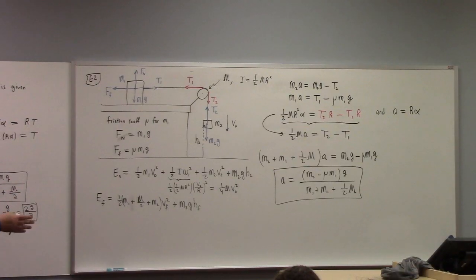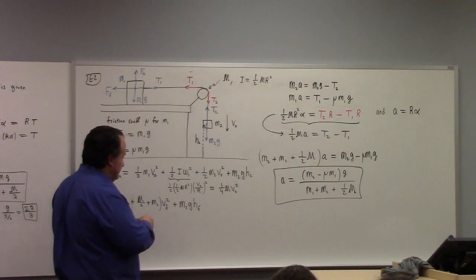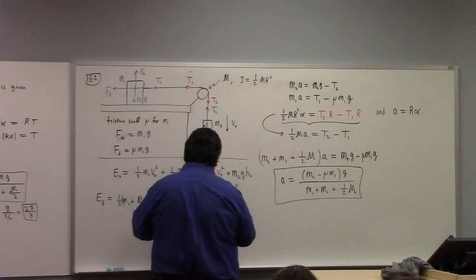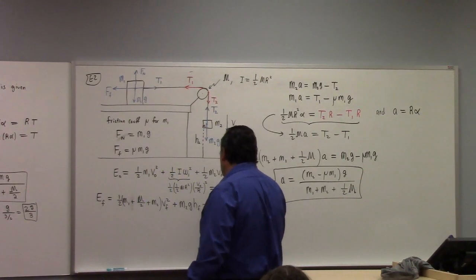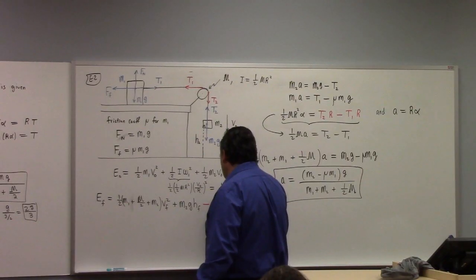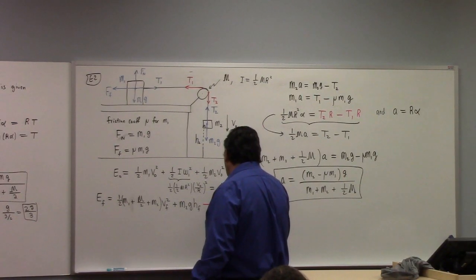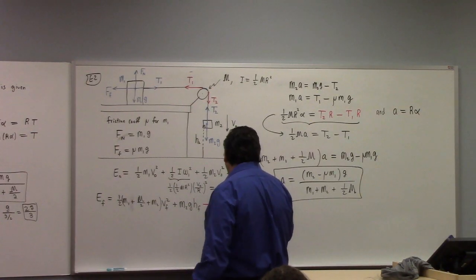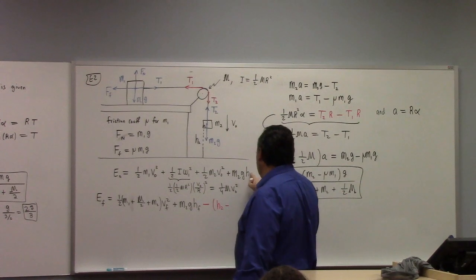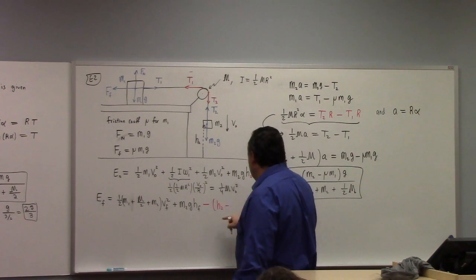But is E not equal to EF in this situation? Certainly not. We have to subtract the energy lost to friction, which would be h2 minus, not h2, what did I call it before? I did call it h2. I should have called that h sub naught. I'm going back. That's h sub naught.